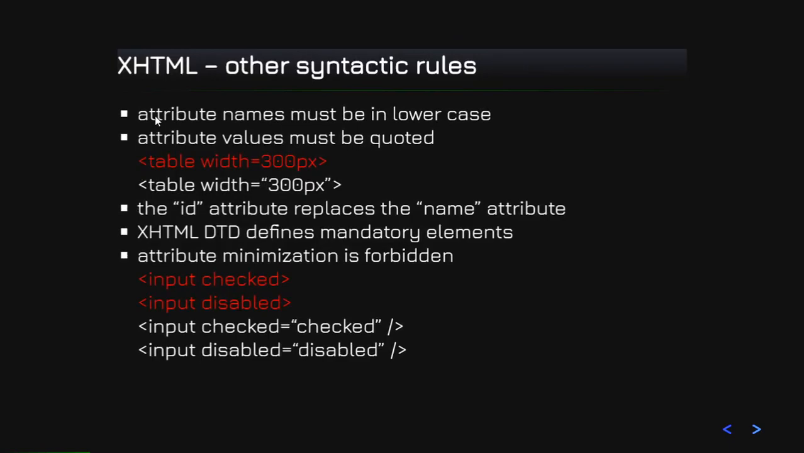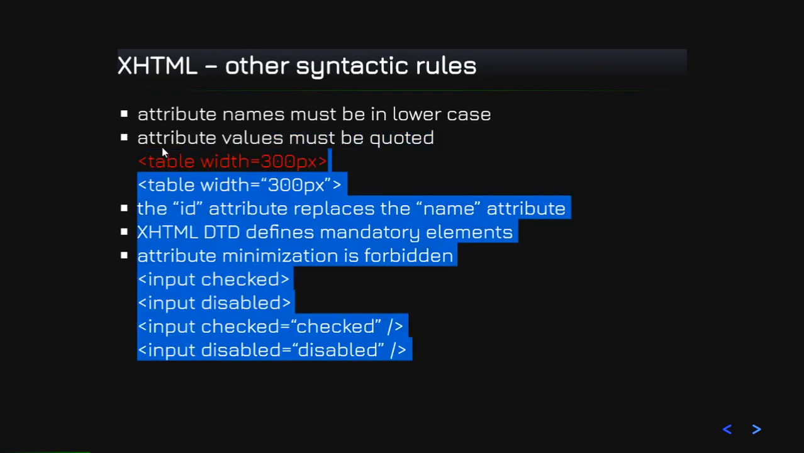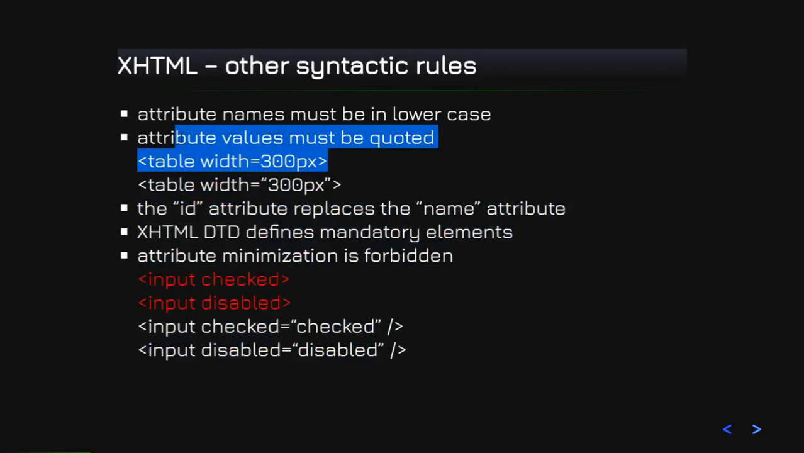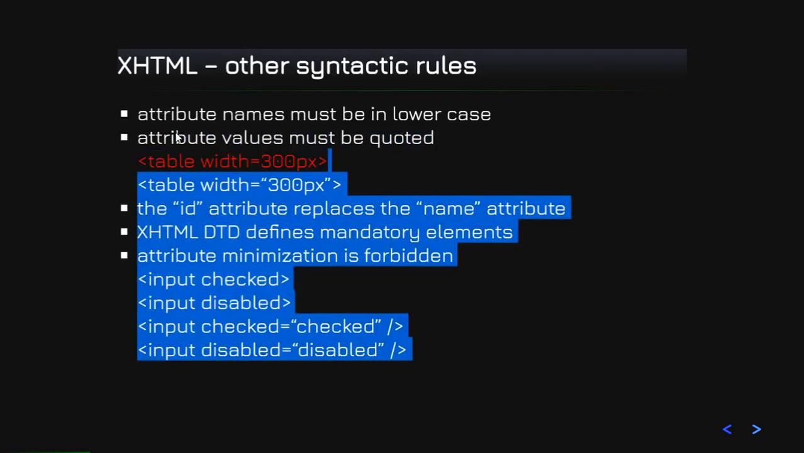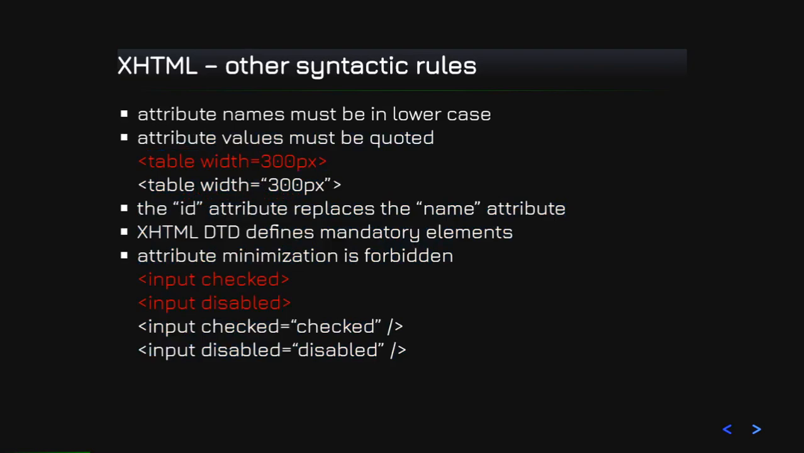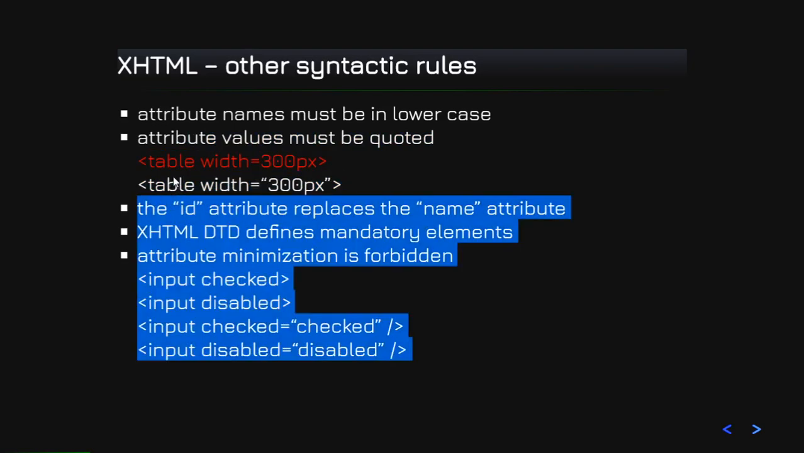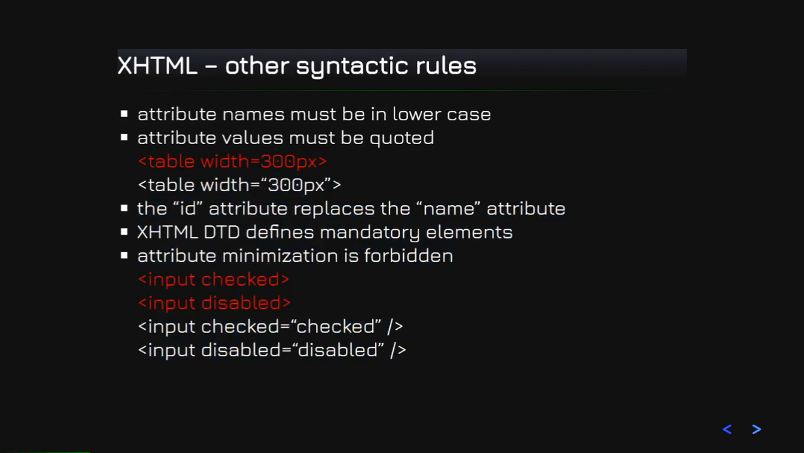Some other rules. As the tag names are written in lowercase, also the attribute names should be in lowercase. The attribute values should be quoted, so not like this. If I can underline this. So not like this, but instead it should be written like this, using the double quotes. Okay, this one: the ID attribute replaces the name attribute.